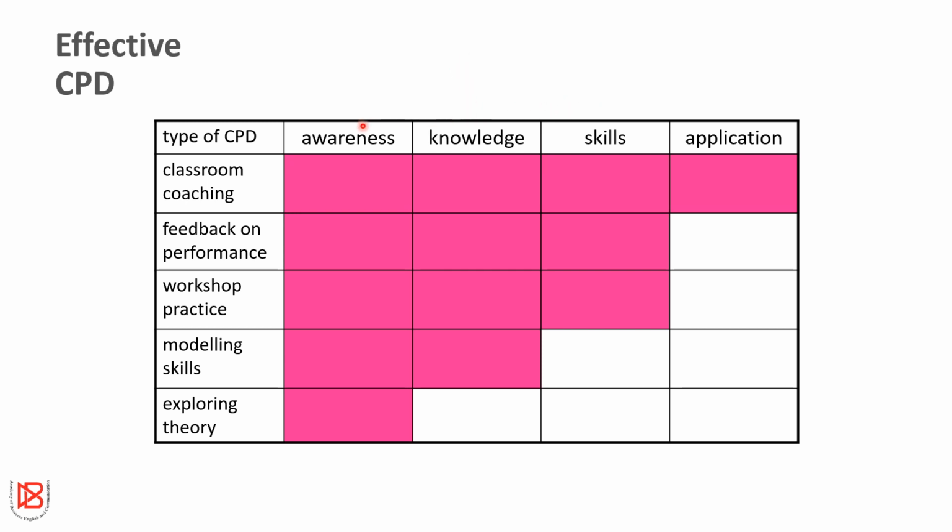And probably we have everything in terms of awareness, knowledge, and skills therein, but we resist or we don't have enough confidence to apply them. So this is what we are looking into. In a classroom coaching, we'll be able to do everything, absolutely everything. In terms of exploring theories, it's just the awareness part we're looking into.